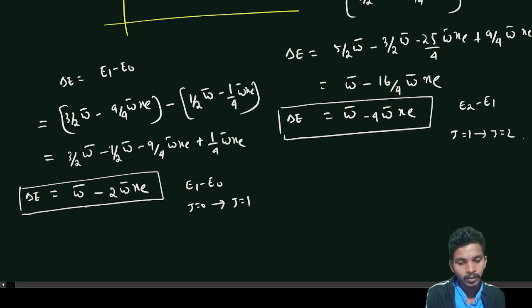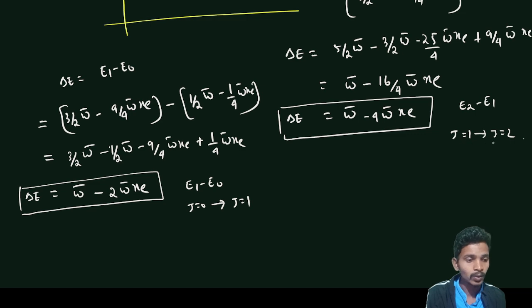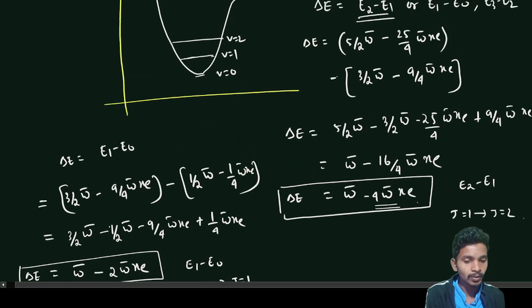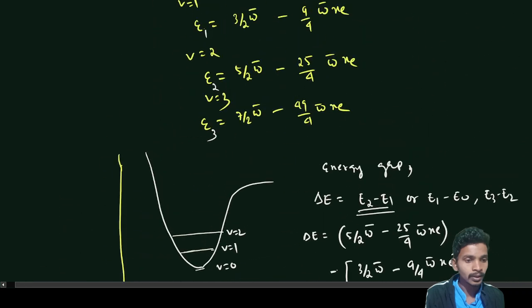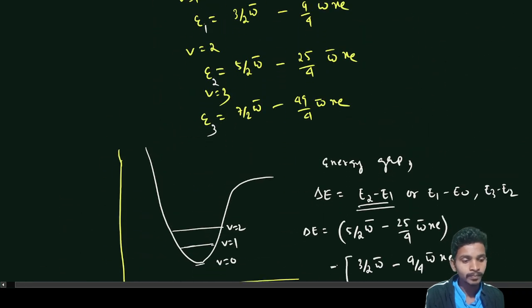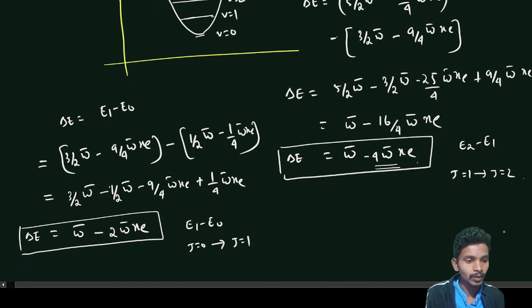So this value, we see that omega from here, whenever I'm going from j equal 1 to j equal 2, I'm subtracting omega xe, and when j equal 0 to j equal 1, I'm subtracting 2 omega xe. So the value which I'm subtracting is increasing. This is for 0 to 1, and this is for 1 to 2.